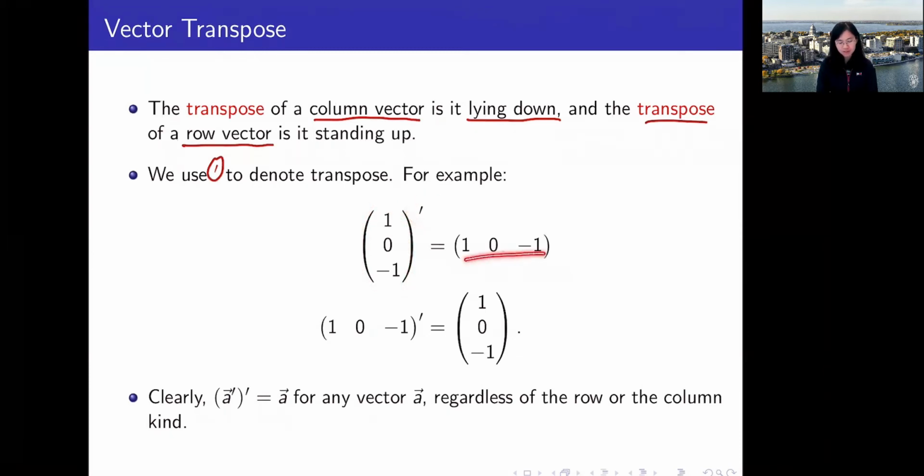So the transpose is composed of the same numbers arranged in the same sequence, the same order, but instead of in a column, now in a row. And the transpose of the row vector is a column vector, so it's the same idea. The transpose contains the same numbers arranged in the same order, but instead of in a row, now in a column. Clearly, by the definition of transpose, when you apply the transpose to a vector twice, you get the original vector back, regardless of whether the original vector is a row or column vector.